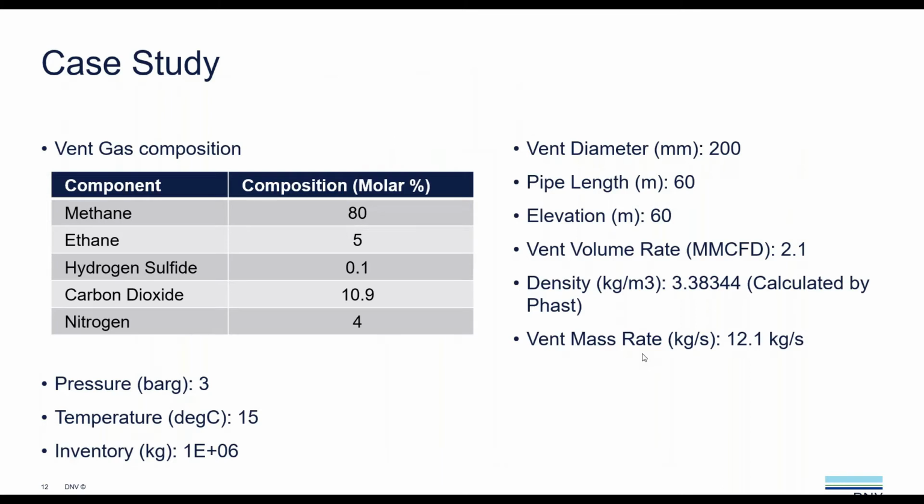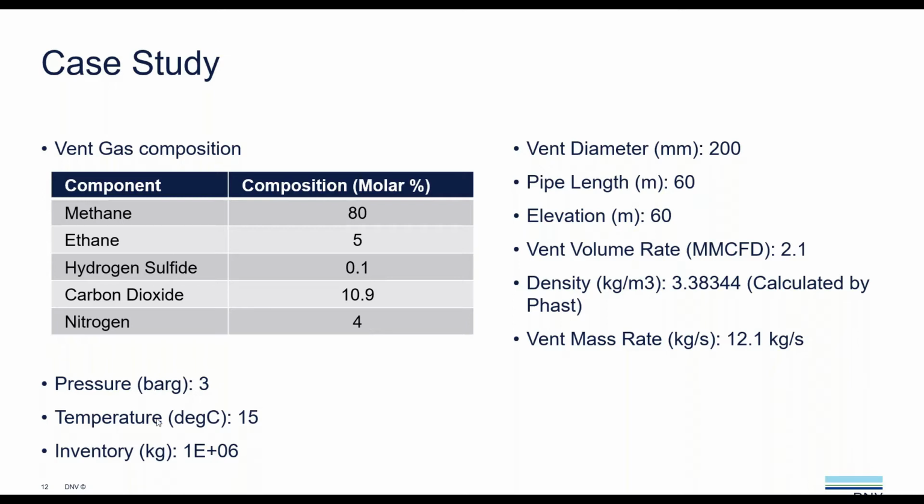We have a case study here whereby we are going to look at a release of a vent gas with the composition as follows: 80% bimolar methane, 5% bimolar ethane, 0.1% hydrogen sulfide, 10.9% carbon dioxide, and 4% nitrogen.